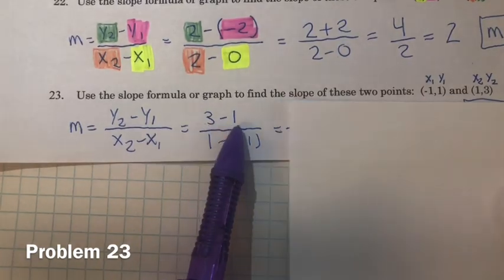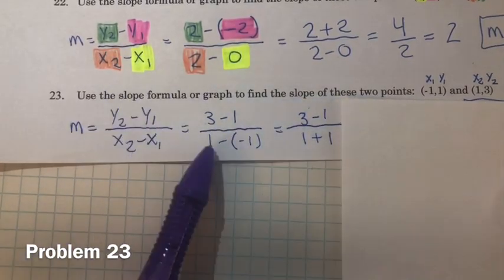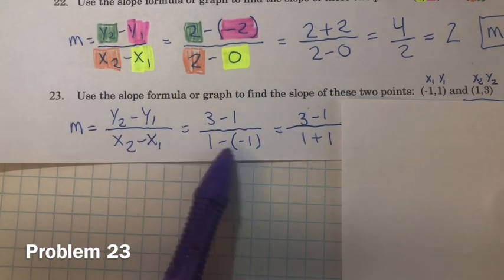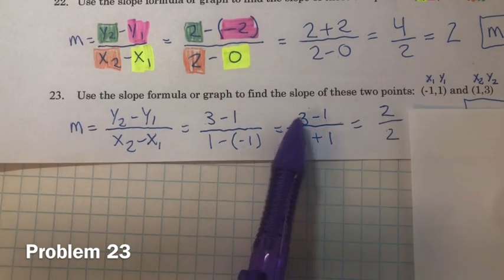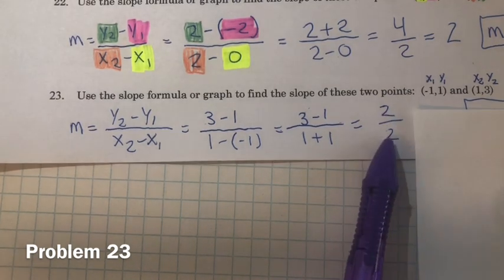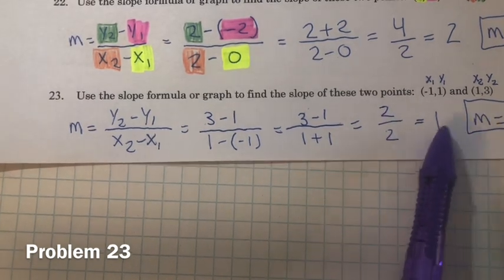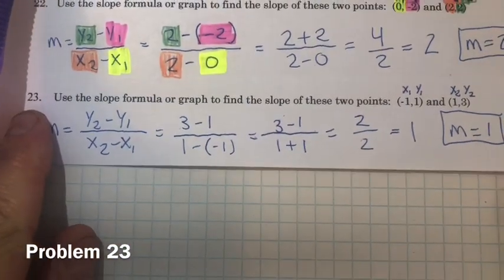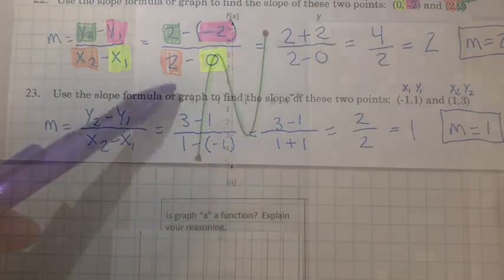And now we have 3 minus 1, and then distribute this negative. The opposite of a negative 1 is a positive 1. 3 minus 1 is 2. 1 plus 1 is 2. 2 divided by 2 equals 1. So the slope equals 1.